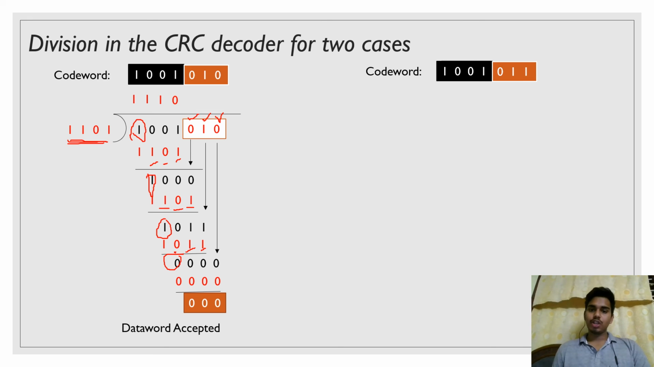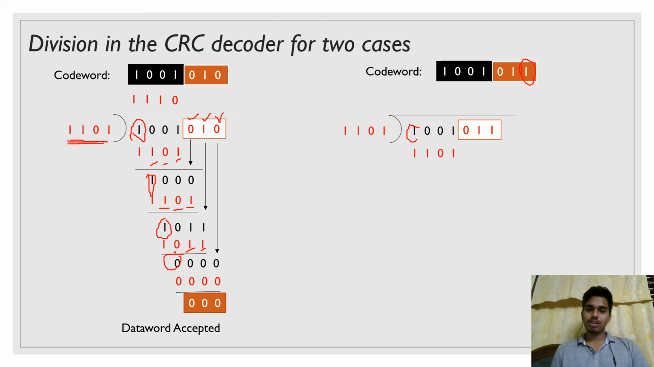Now suppose the data gets an error in the transmission and this bit has been changed to 1, so now we will see the division again. The leftmost bit is 1, so we will add this divisor and we will bring this 0 bit down, and we will obtain this 1000, and again the leftmost bit is 1. We will add this divisor again and we will bring this 1 bit down, and 0 plus 1 will be 1, 0 plus 0 will be 0, and 0 plus 1 will be 1.